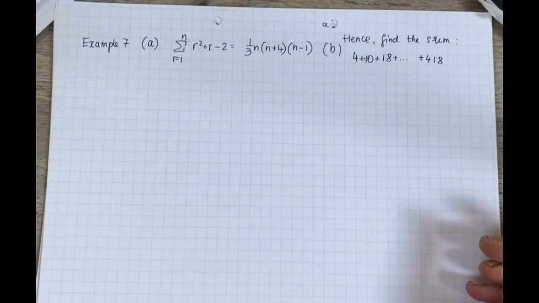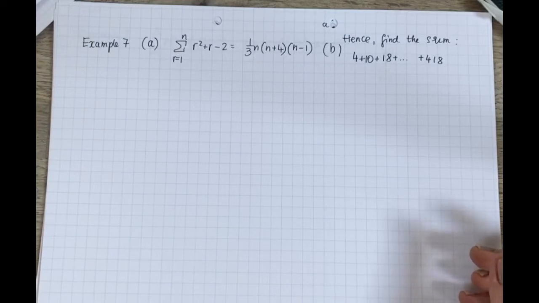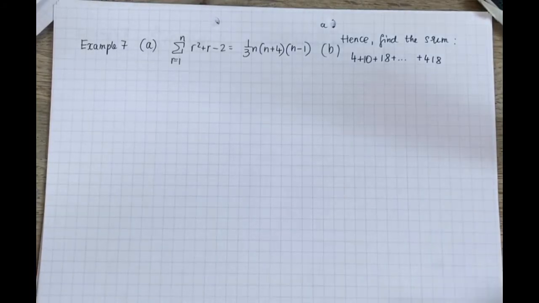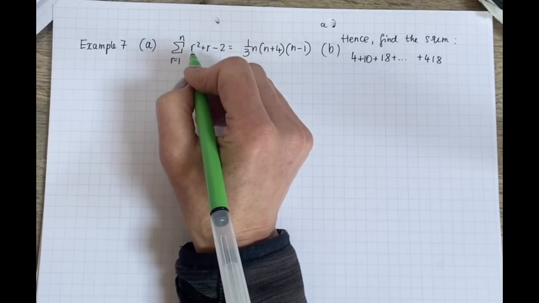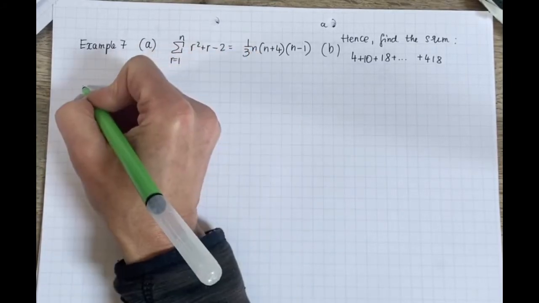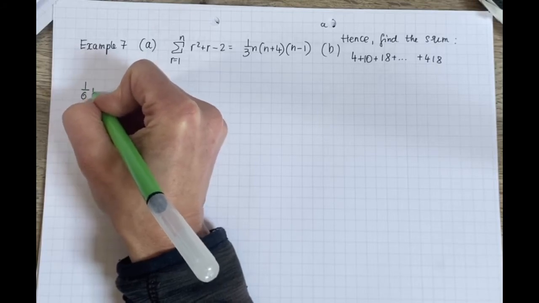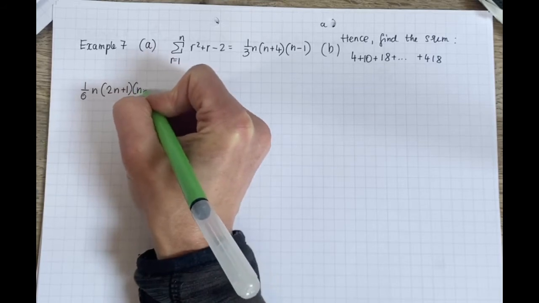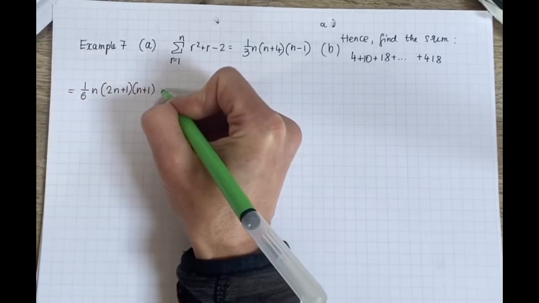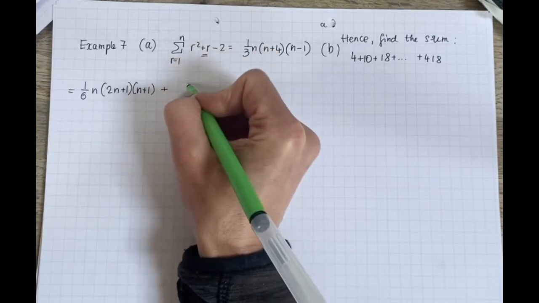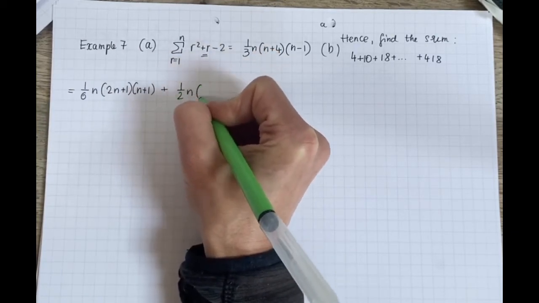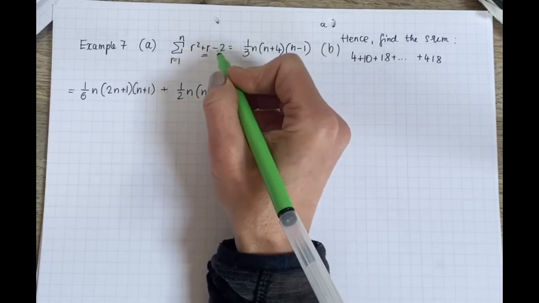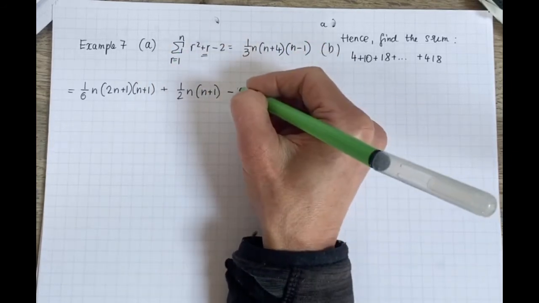Okay, 2 more examples. So example 7, again here we've got a show that question, and then we need to evaluate that sum. So to show that question, this time we've got a mixture of rules. So we've got the sum of squares. The sum of squares is 1/6 n, 2n plus 1, n plus 1. I wrote it in the wrong order, but never mind. And then plus the sum of r, so this is going to be 1/2 n, n plus 1, and minus 2 written n times, so it's going to be 2n.